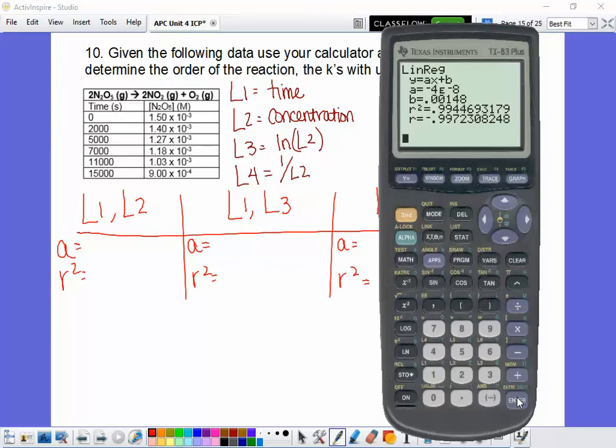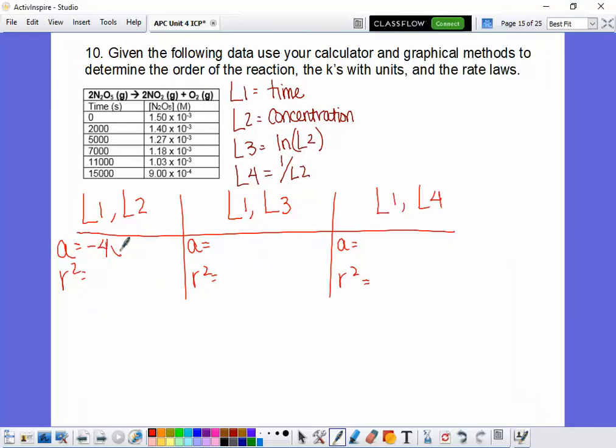And then from that, we're given the A, B, R squared, and R. All we care about are the A and the R squared. Now, as soon as I start writing on the board, I'm going to lose my calculator, so I have it on my handheld calculator. But A is negative 4 times 10 to the negative 8, and R squared is 0.9944. I'm going to leave it there. Okay?